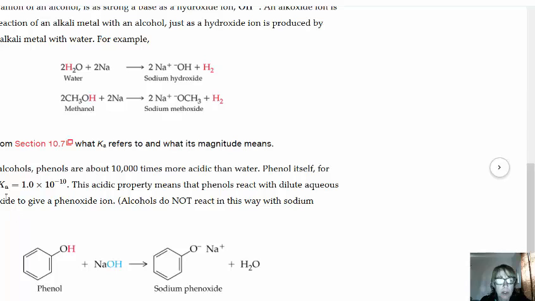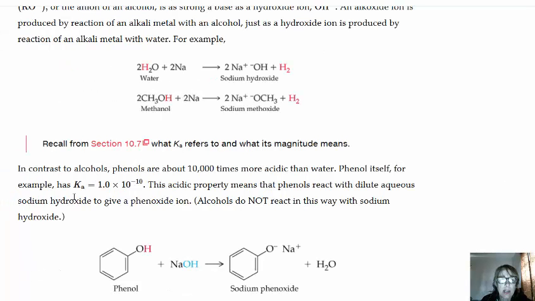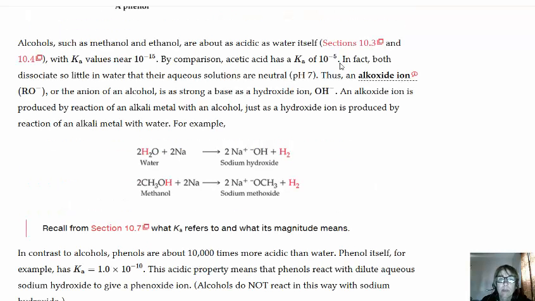So here in your textbook, it has here the Ka of phenol, which is about 1 times 10 to the minus 10. And the larger this value is, the more acidic something is. In water, Kw is about 1 times 10 to the minus 14th. So this 10 to the minus 10th is larger than that. So phenols are more acidic than water. However, methanol and ethanol are a little bit less acidic than water, with Ka values near 1 times 10 to the minus 15th.